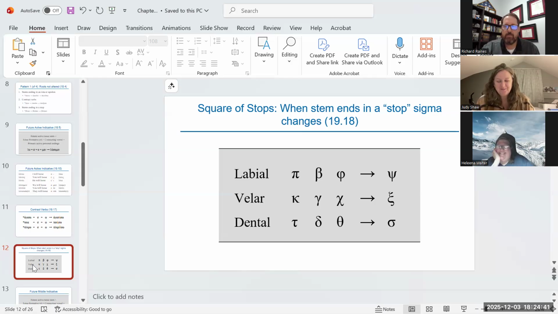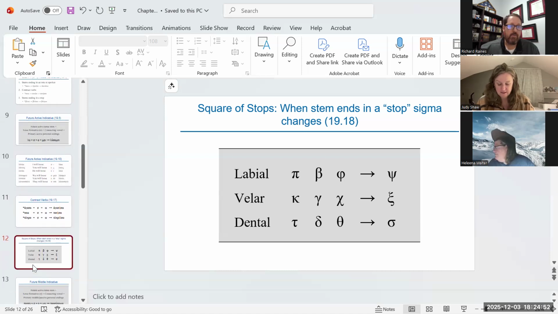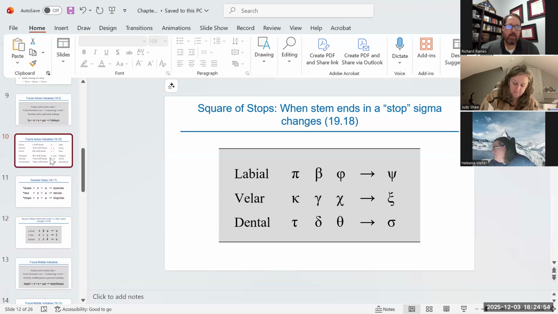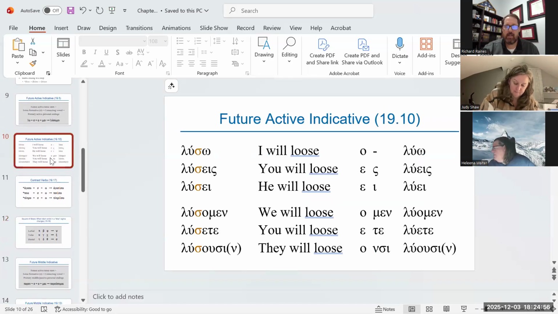All right, and then dental, you got the tau, the delta, and the theta. Again, those just become a sigma. All right, so that is future active indicative. I'm going to hit that paradigm one more time so that you can see that. It's essentially the present active indicative, but you're adding the sigma.